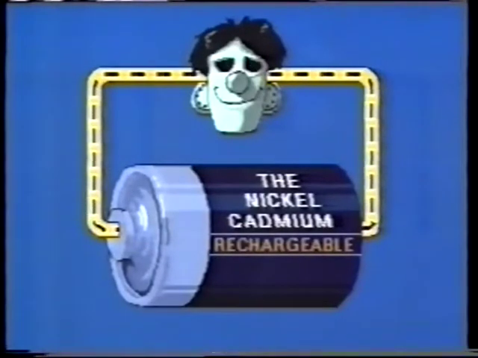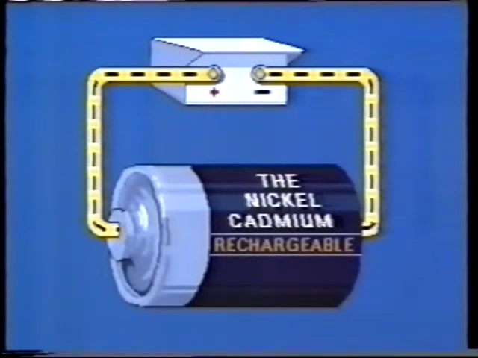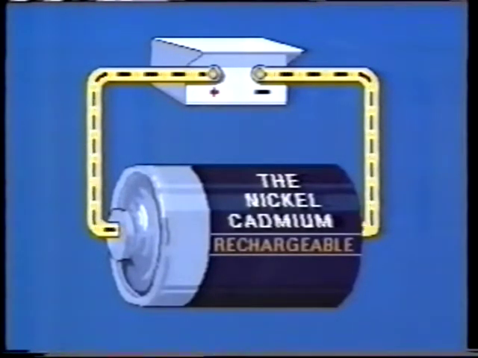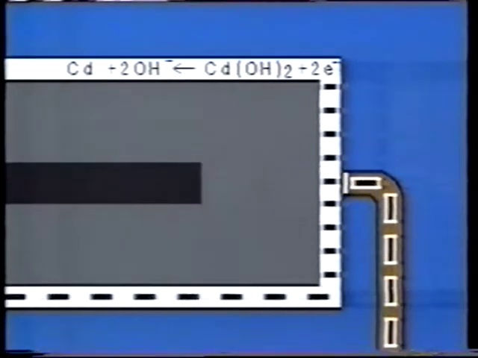When this cell runs down, it can be connected to a battery charger and recharged. The battery charger forces the electrons to flow through the circuit in the other direction. The cadmium reaction gains electrons, rebuilding the cadmium anode. But unfortunately, rechargeable batteries are expensive.